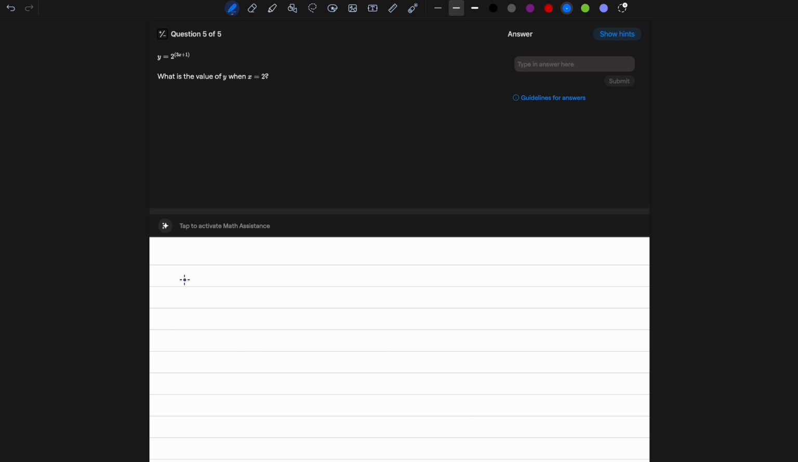Well, that's very simple, right? So y is equal to 2 to the power of, and then 3x plus 1. Well, we're given the value of x. This is going to be 2, so we just put that into the equation. So we get y is equal to 2 to the power of 3 times the x, which is 2, plus 1. So we get y is equal to 2 to the power of 3 times 2 is 6, plus 1 is 7. We get 2 to the power of 7.